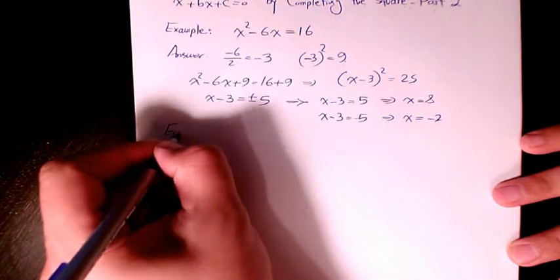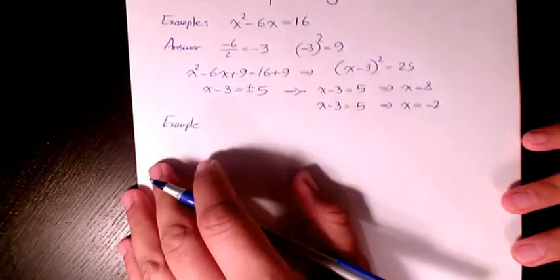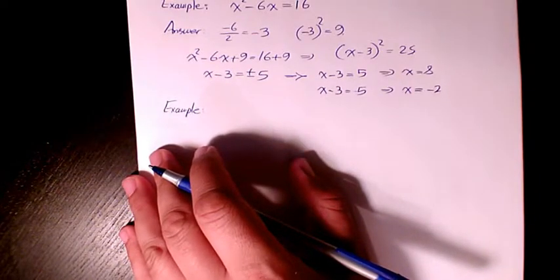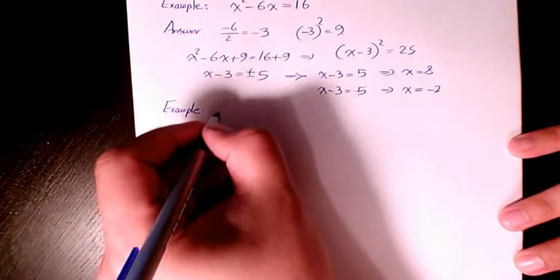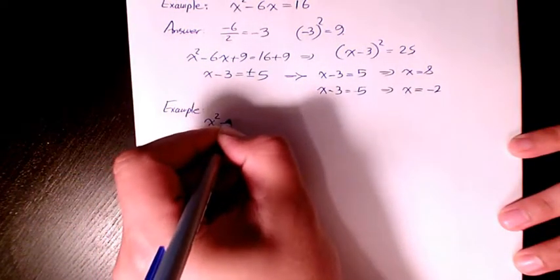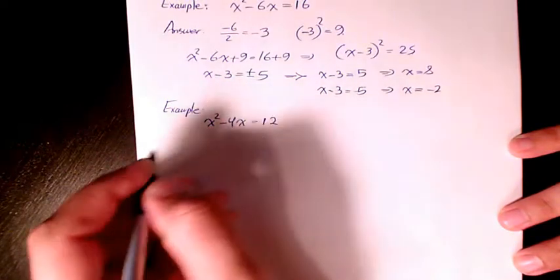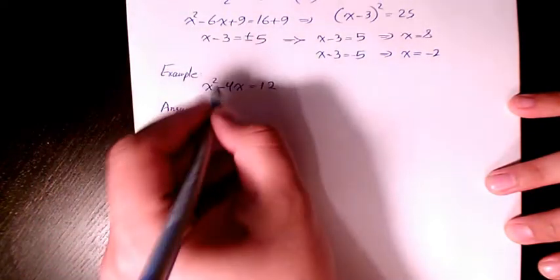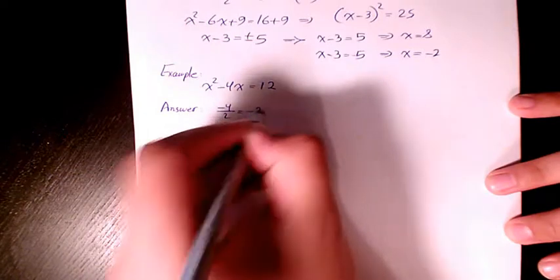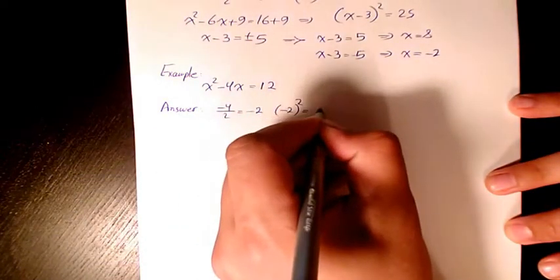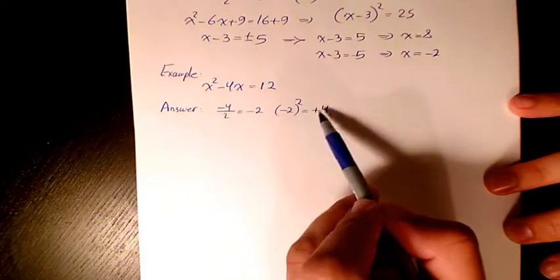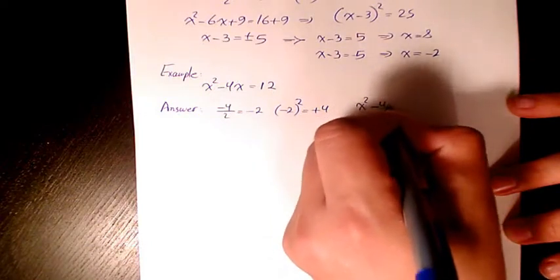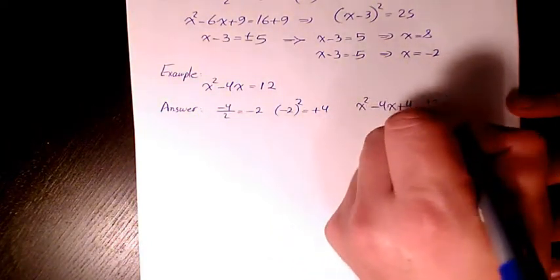Next example. We have x squared minus 4x equals 12. Answer is, you have negative 4 divided by 2 is negative 2. Negative 2, we need to square it. That will be positive 4. Negative 2 times negative 2 is positive 4. Then we add it to both sides. So that will be x squared minus 4x plus 4 equals 12 plus 4.